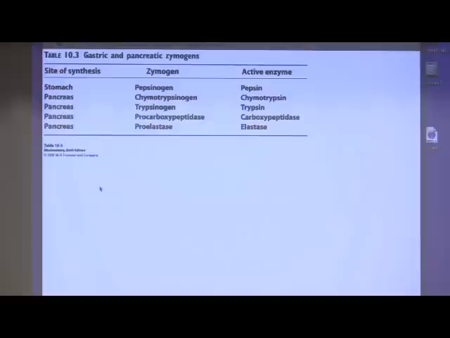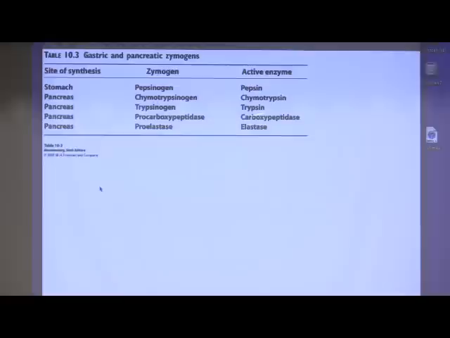Chymotrypsinogen is the precursor of chymotrypsin. Trypsinogen is the precursor of trypsin. Procarboxypeptidase is the precursor of carboxypeptidase. Proelastase is the precursor of elastase. Okay? In general, I want you to know that O-G-E-N on the end, if you see that, that means, in fact, that it is a zymogen. Okay, they changed the nomenclature. Pro can mean a lot of different things, so I'm not going to expect you to know which ones are zymogens and which ones aren't zymogens, etc. Okay, but O-G-E-N on the end does indicate a zymogen always.